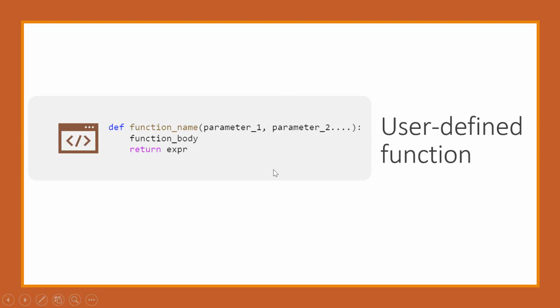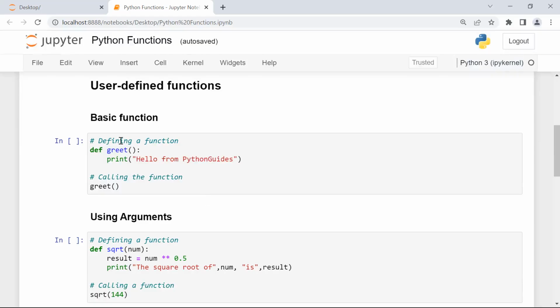Now defining parameters and defining a return statement both are optional in a user defined function. So we can create a function without defining any parameter or without using the return statement. So let's first understand a simple example related to user defined function. So here you can see an example.